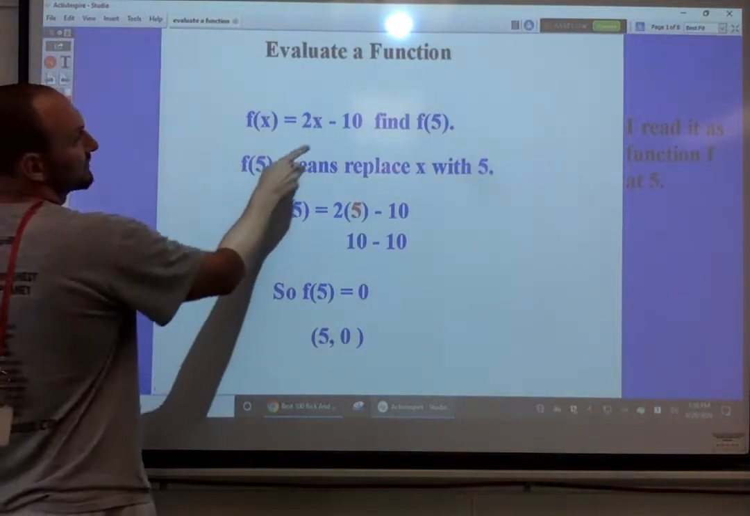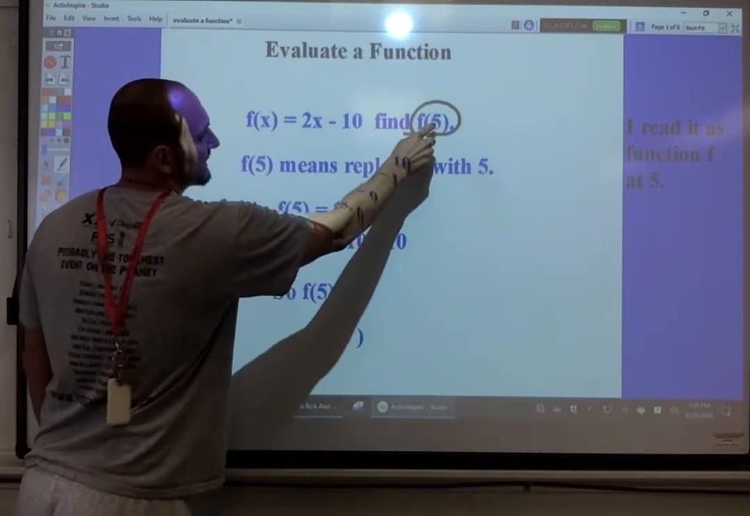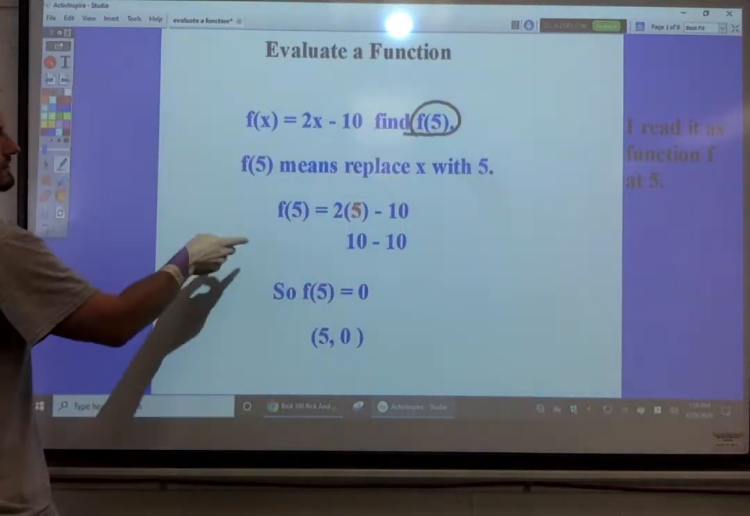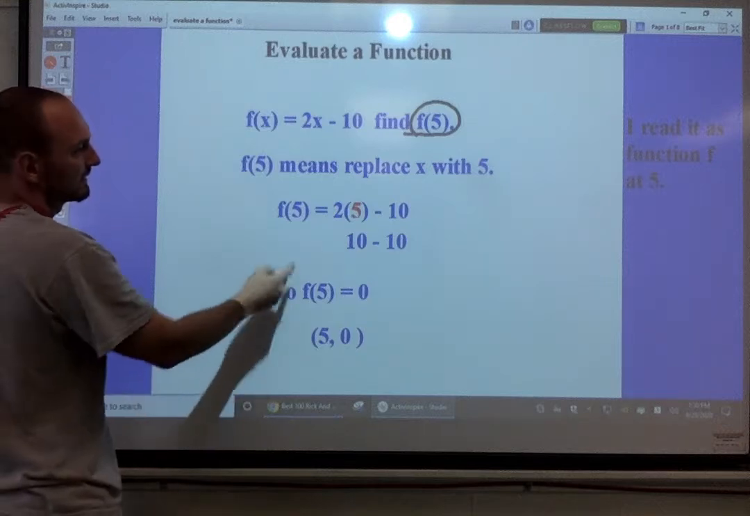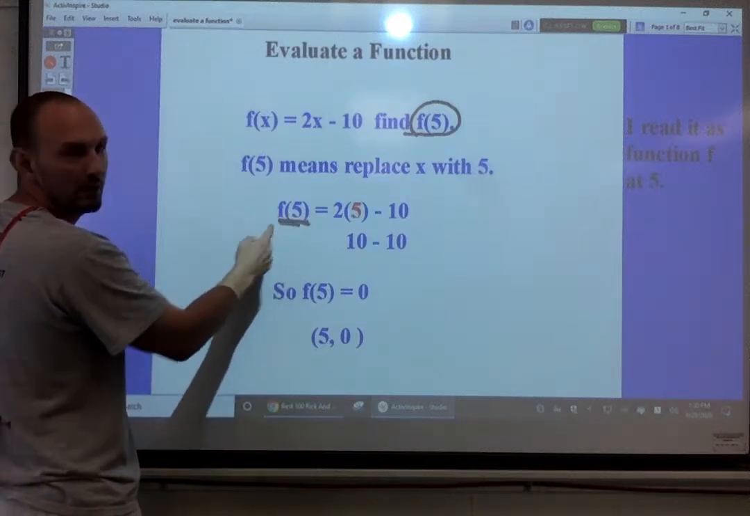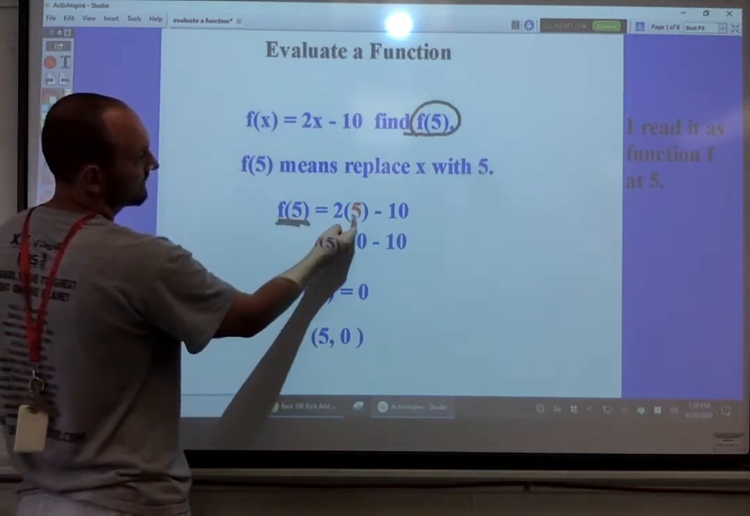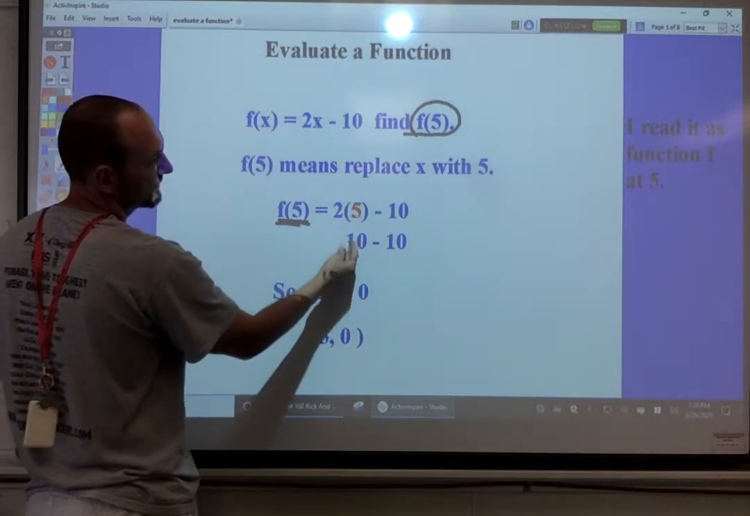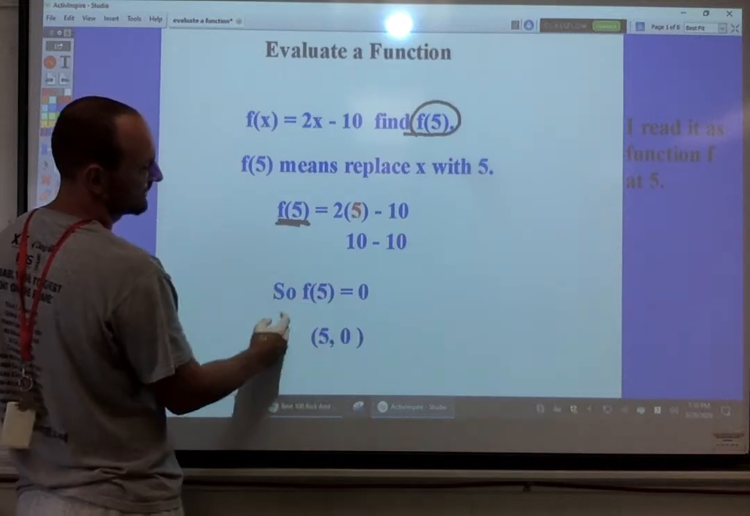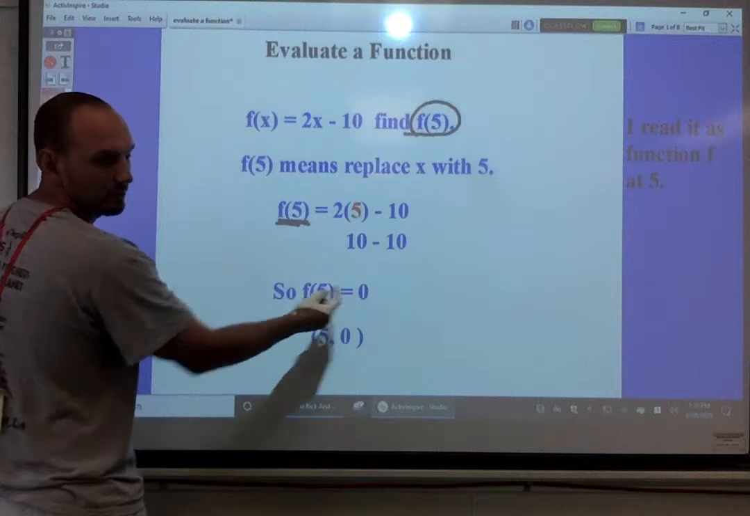So, when you see this, it means replace x with that number. Okay? So, that's what I said here. So at f of 5, we're going to calculate by replacing it. See red. 2 times 5 is 10. 10 minus 10 is 0. So, f at 5 is equal to 0.